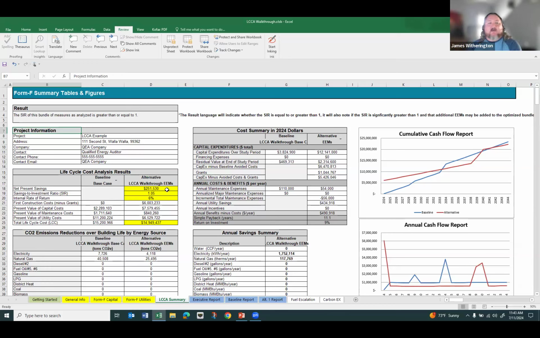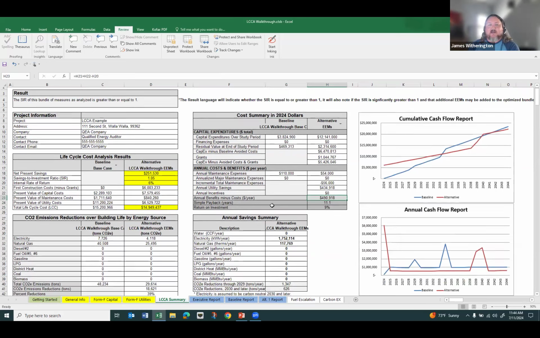A few of the other key data callouts here is it does show you what your net price savings is for the alternative, shows you what your SIR is. In this example, it's 1.05. It'll also give you your internal rate of return, and it'll tell you what the total life cycle cost is. And if you look, this next data table has your cost summary in 2024 dollars. It'll give you what your overall simple payback is through the entire optimized bundle, your return on investment, once again, your annual benefits, and you kind of see all the data that's driven into here.